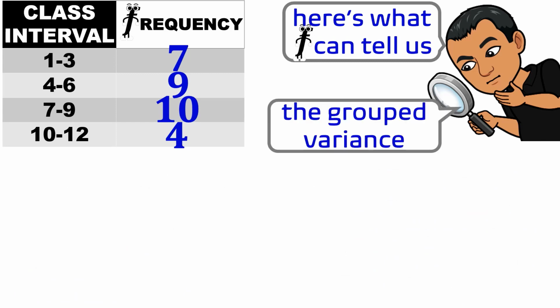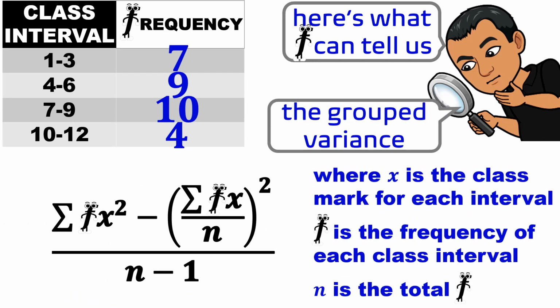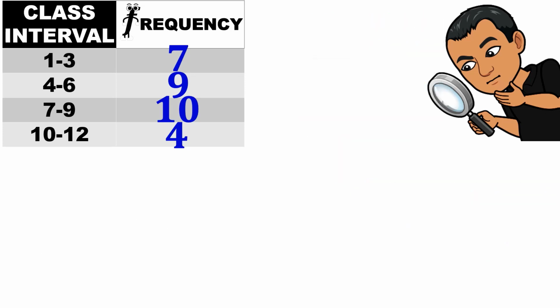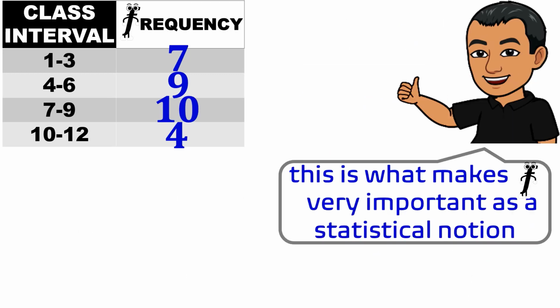The group variance, which is in this formula, includes frequency. And the group standard deviation is simply the square root of the variance. This is what makes F very important as a statistical notion.